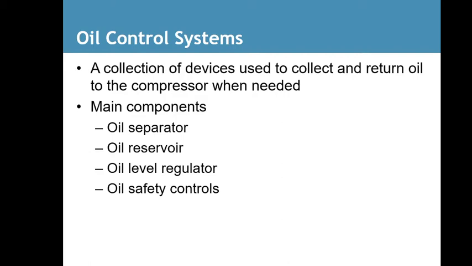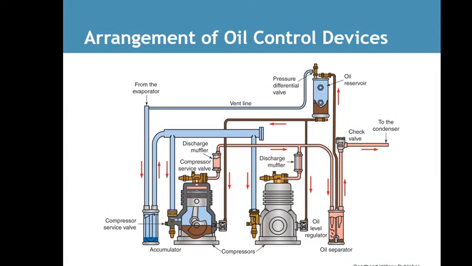Control system. A collection device is used to collect and return oil to the compressor when needed. Main components are oil separator, oil reservoir, oil regulator, and oil safety controls. Here's a diagram of the arrangement of oil control devices.